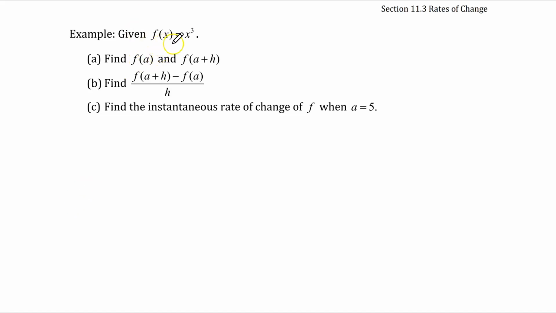Now, given f of x equal to x cubed, find the following: the instantaneous rate of change of f when a is equal to 5. So when a is equal to 5, f of 5 is equal to 5 cubed. You just replace x by 5. So 5 cubed is equal to 125.